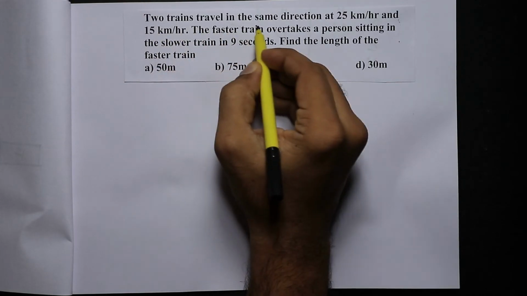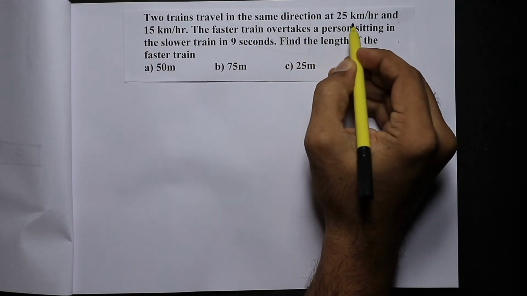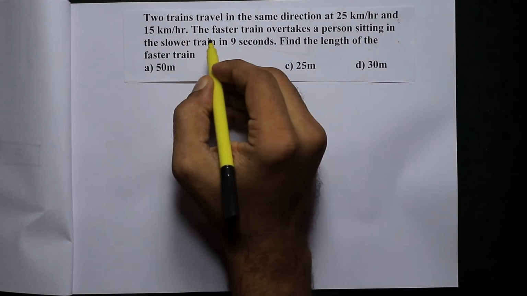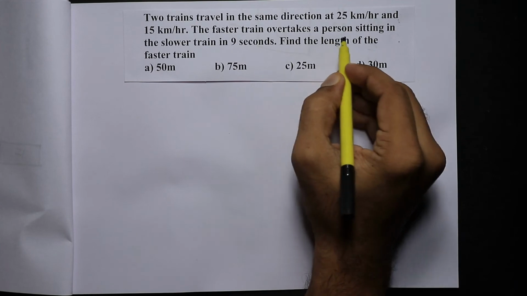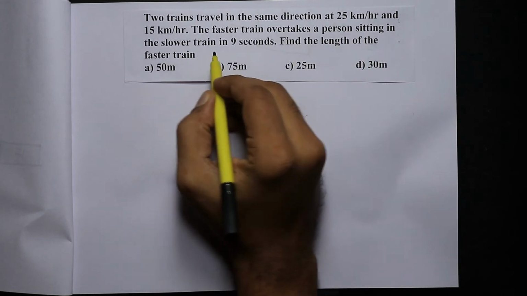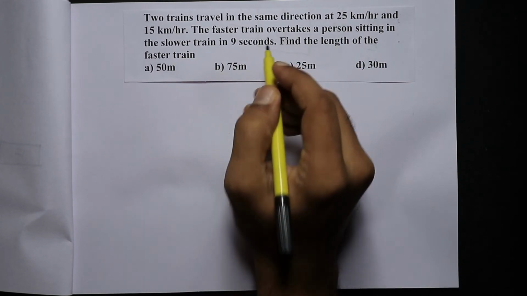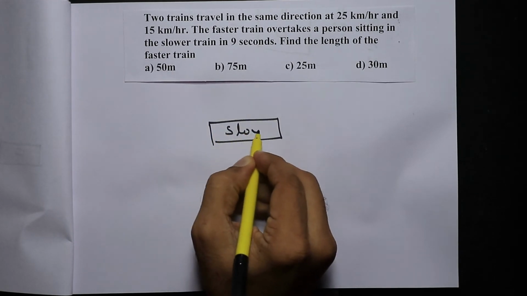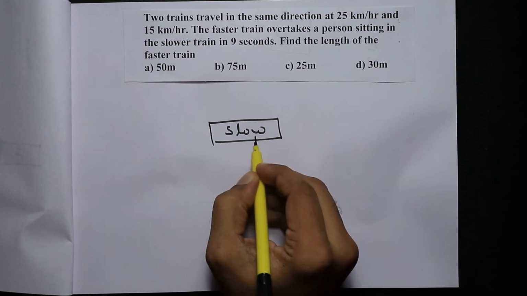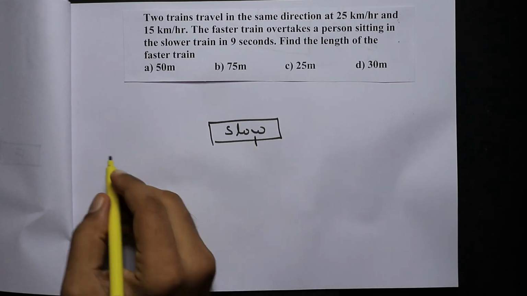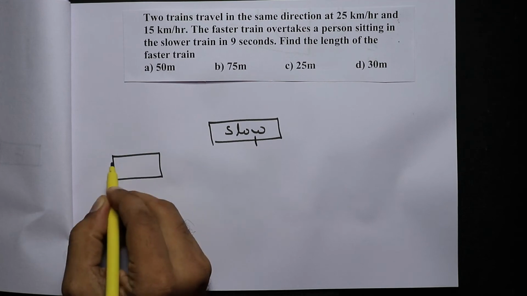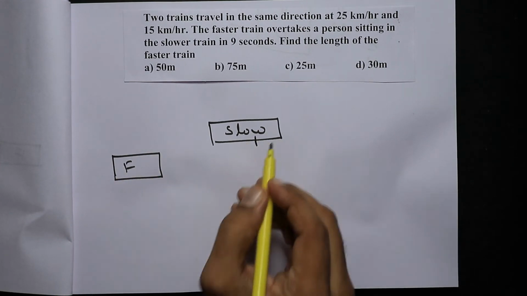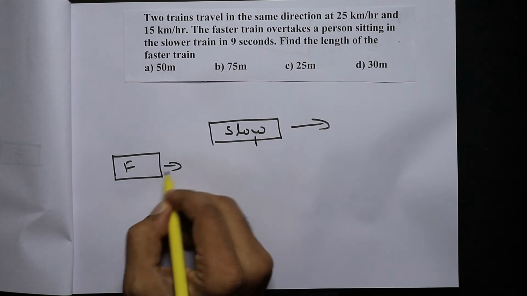Two trains travel in the same direction at 25 kilometers per hour and 15 kilometers per hour. The faster train overtakes a person sitting in the slower train in 9 seconds. So you have a slow train here, and there's a person sitting at the window seat here, and a fast train is coming from behind, and it is going to overtake this train. So both the trains are moving in the same direction.